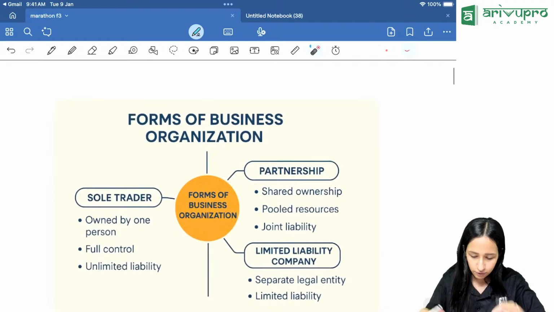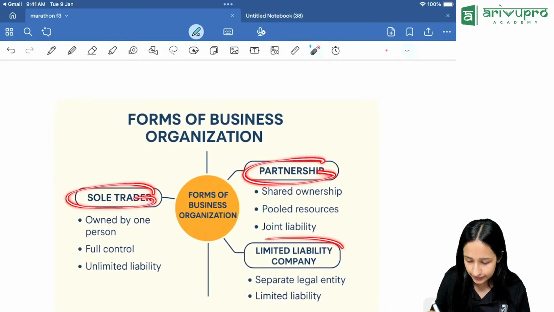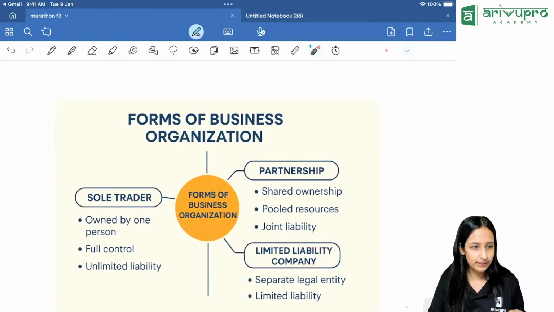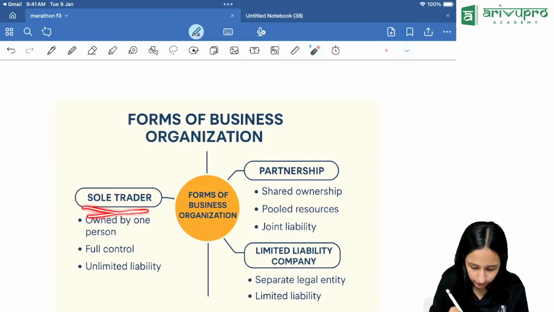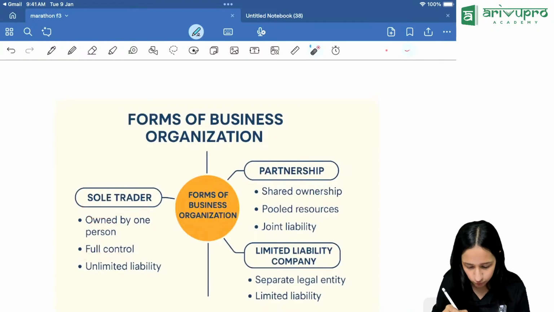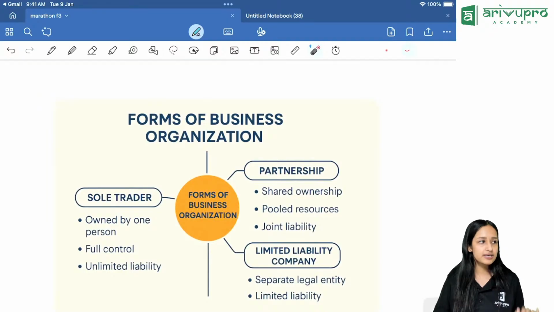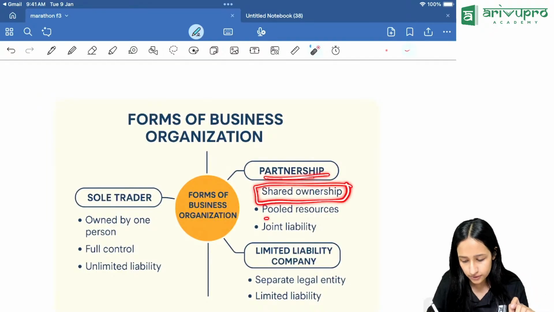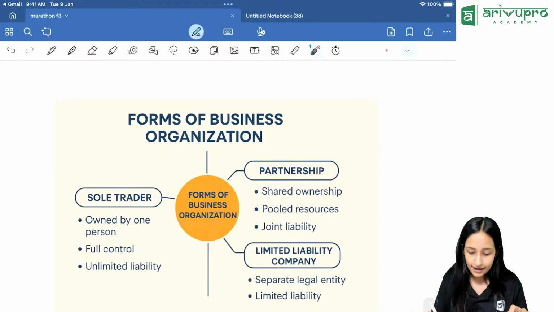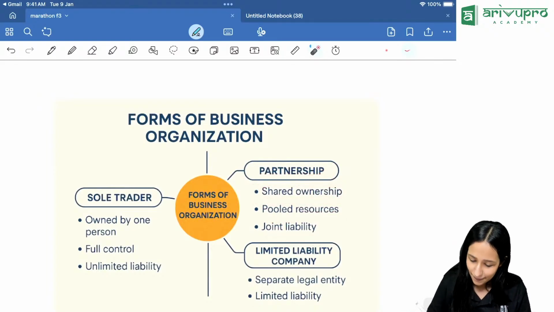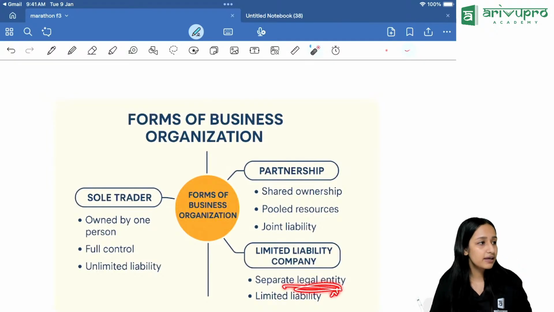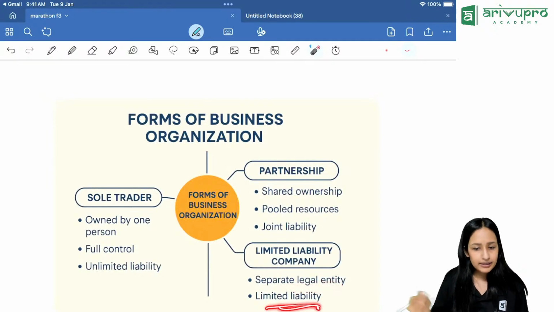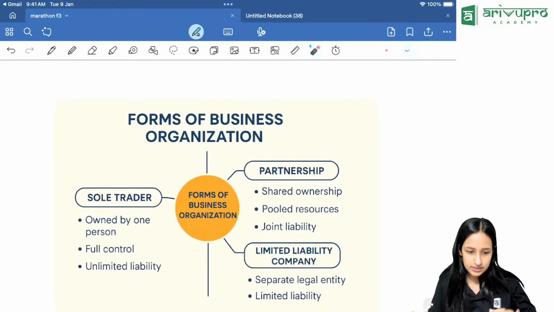So these are the forms of business. We have partnership, sole trader, and limited liability company. Just in short, to look at it once. For a sole trader, only one person owns it. He has full control of the company. At the same time, the risk is that he has unlimited liability. Partnership: shared ownership, pooled resources, and joint liability. Limited liability company: separate legal entity. This is a very important term. Limited liability. That's one good thing for us there. Got it?